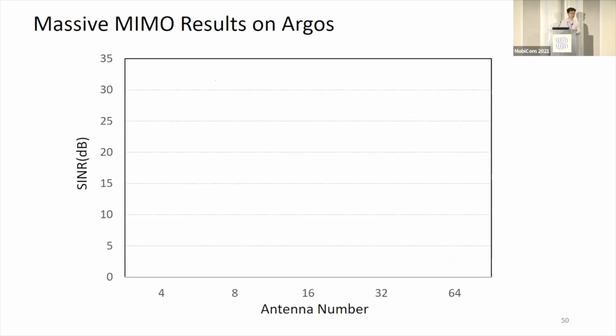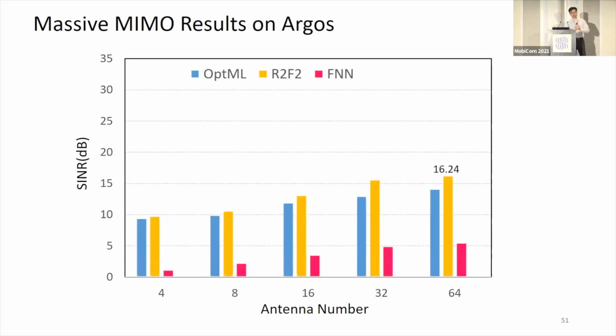As you can see on the figure, the x-axis represents the antenna number scaling from 4 to 64, and the y-axis represents the SINR value. First, I plot the performance of 3 baselines. All these baselines have increasing SINR when the antenna number goes up. This is because more antennas deployed at the base station allow it to cancel the interference better.